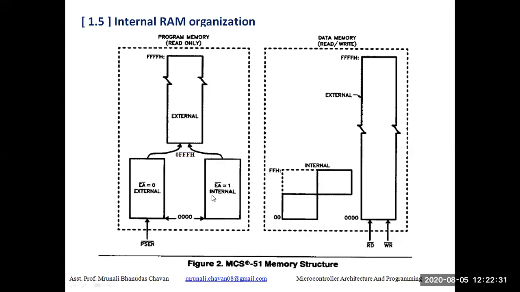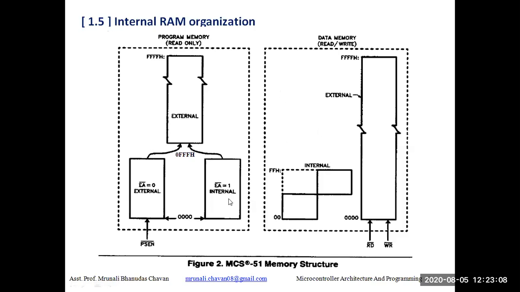The 8051 microcontroller has 4 kilobytes of on-chip ROM, and it can be expanded up to 64 KB. We can expand externally, or we can interface external memory up to 64 KB. 64 KB of program memory and 64 KB of data memory can be accessed by the 8051 microcontroller. It has 4 KB of internal program memory and 256 bytes of internal data memory.